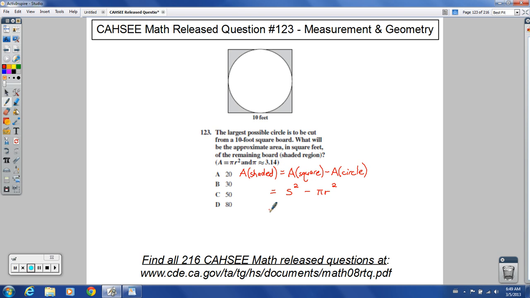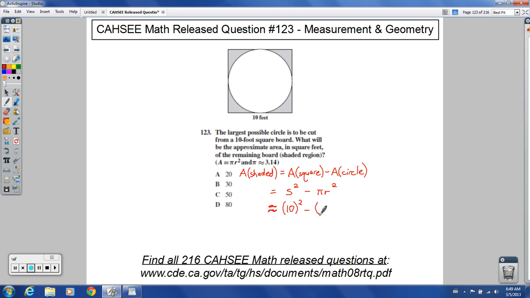Just plug in the numbers now. We know that s is 10. And it says to use pi as 3.14, so I'm going to plug that in like that right now. It is an approximation. That is not exactly what pi is. Pi is an irrational number. It continues on and on forever and ever. It never repeats its decimals.